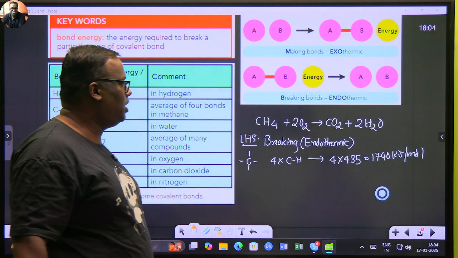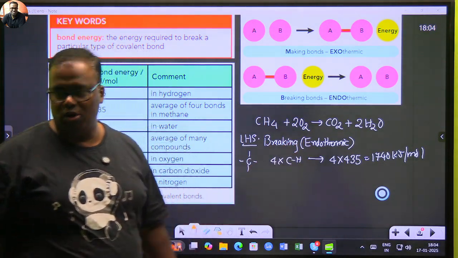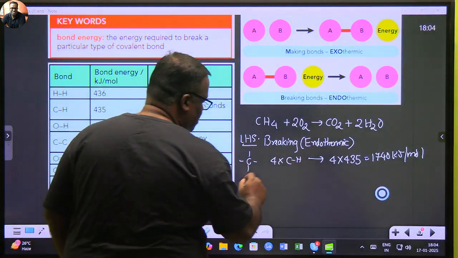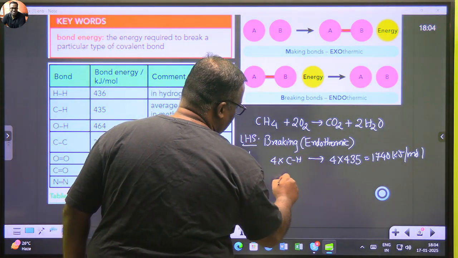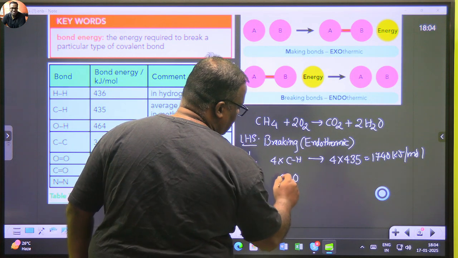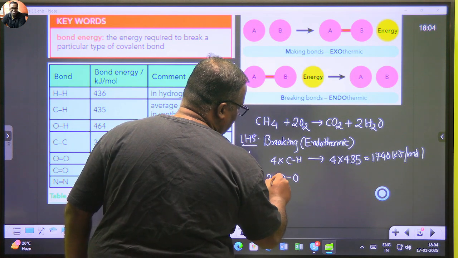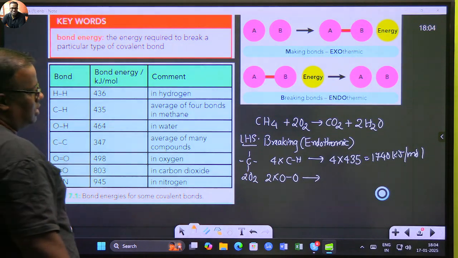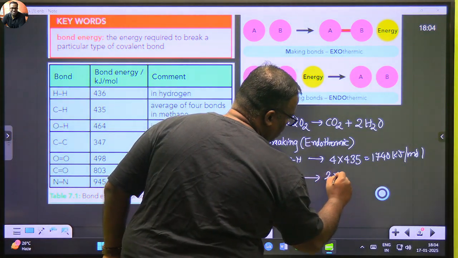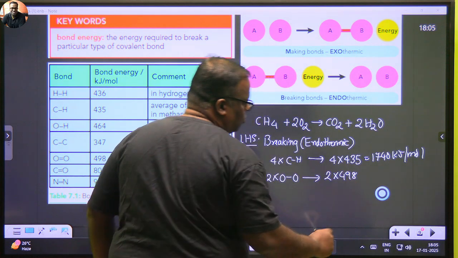Then what are you breaking? Oxygen oxygen bond. How many oxygen oxygen bonds? 2O2. So oxygen is O2, but you are breaking 2 oxygen oxygen bonds. See how much oxygen oxygen is: 498. So 2 into 498. Tell me, child, how much did it come to?